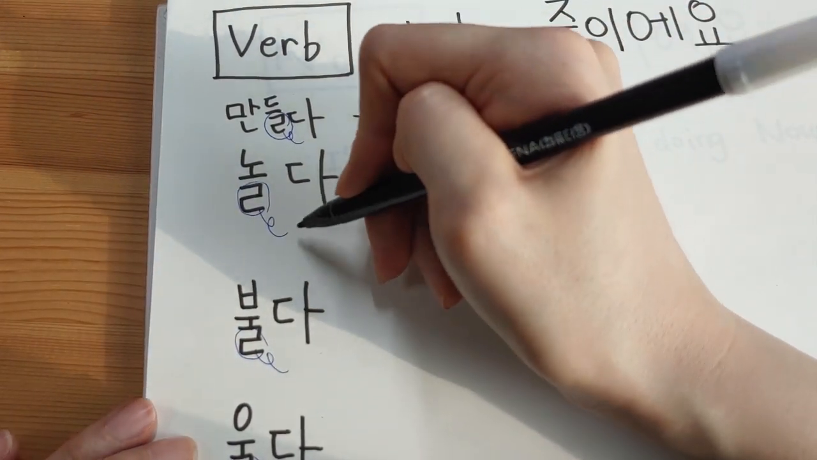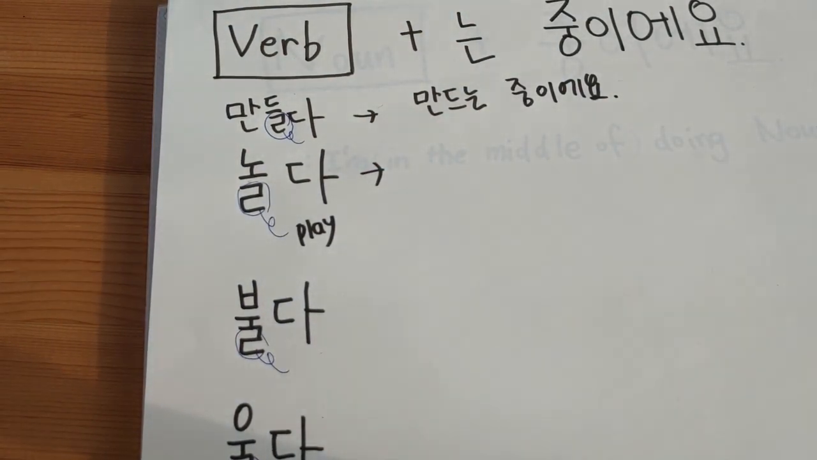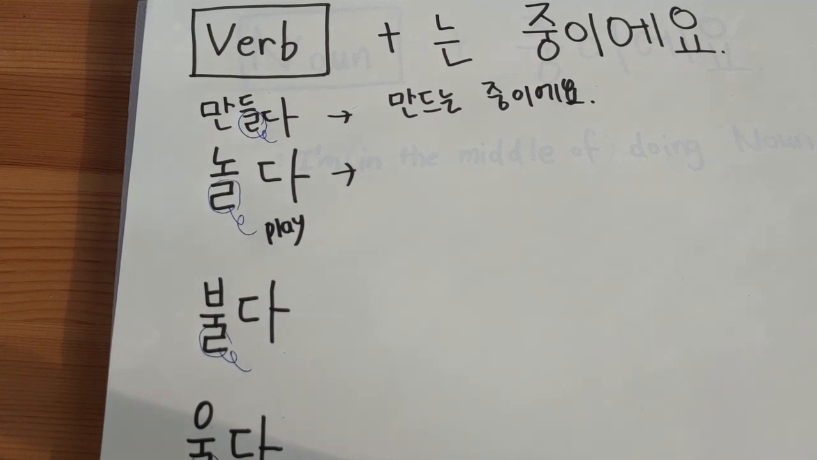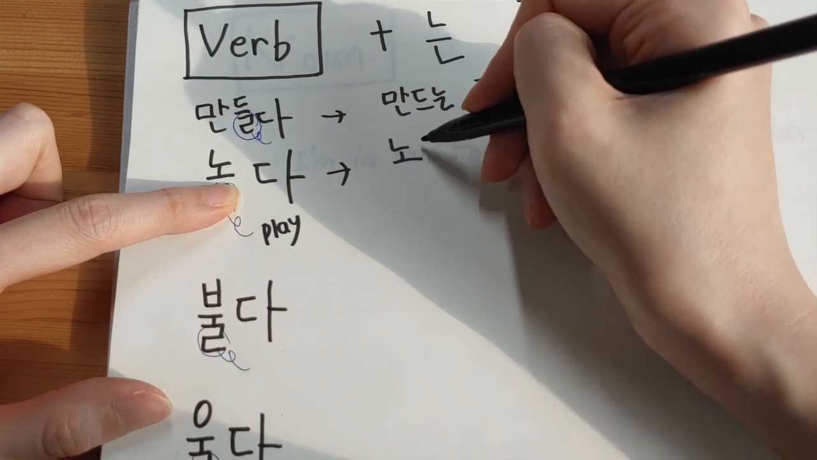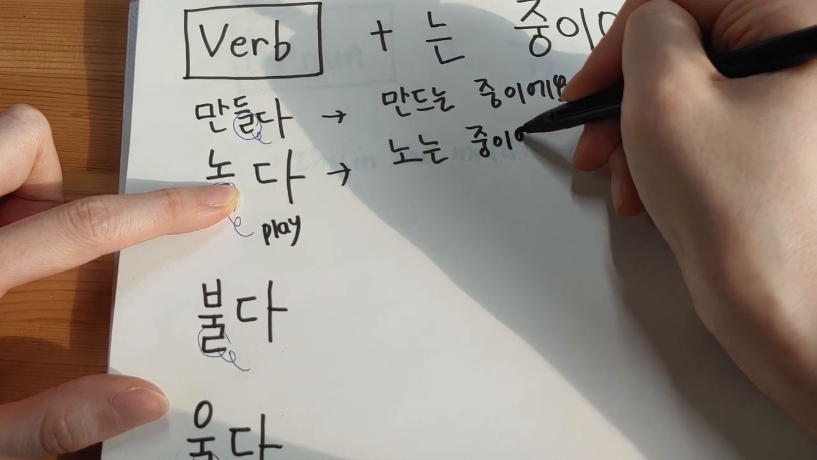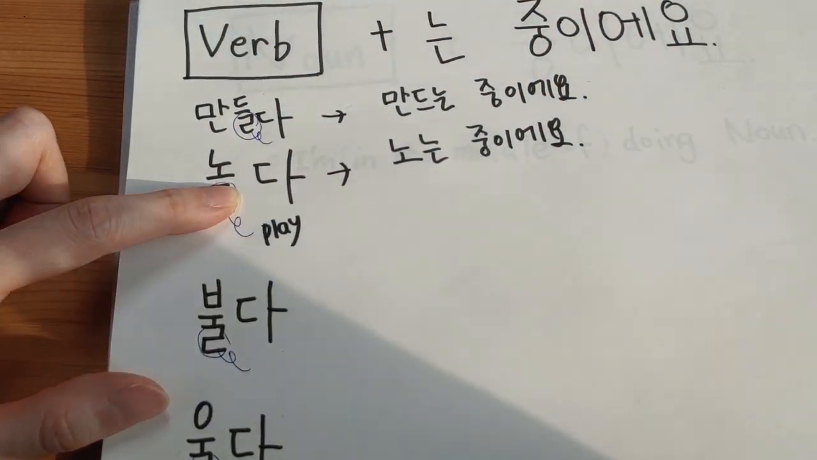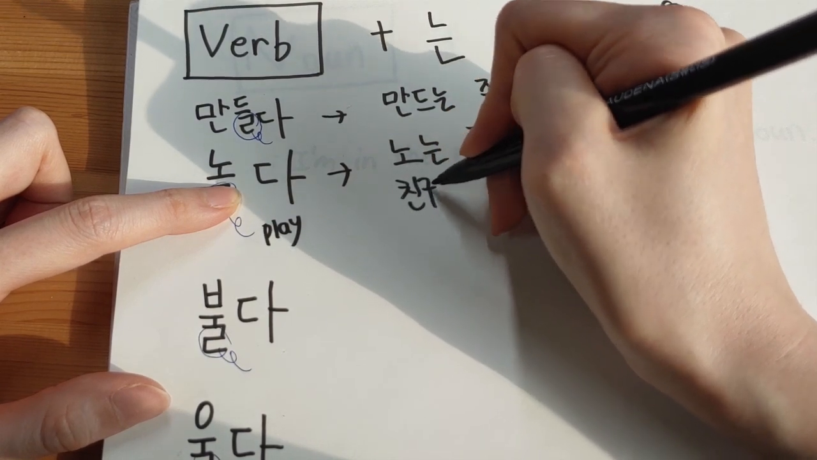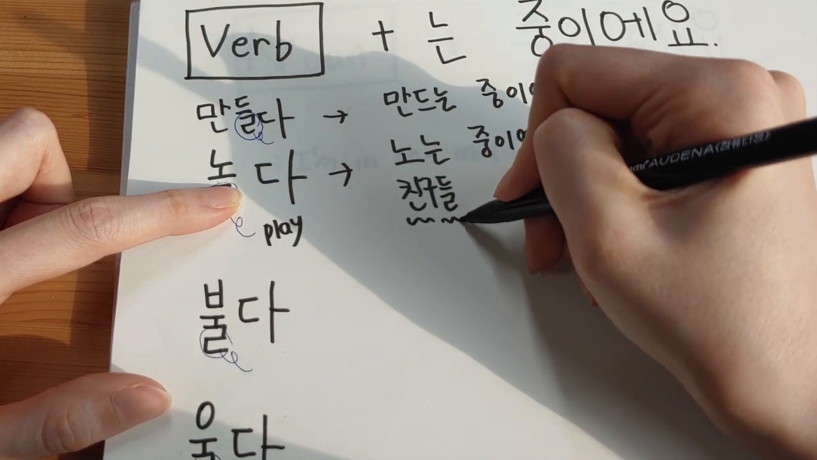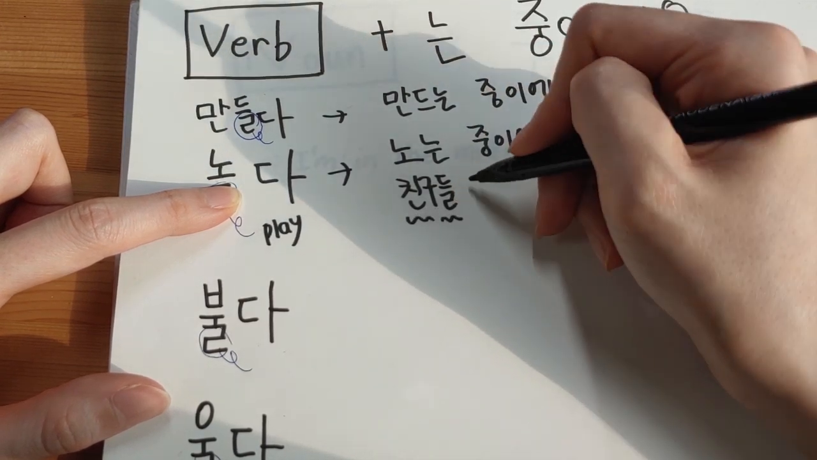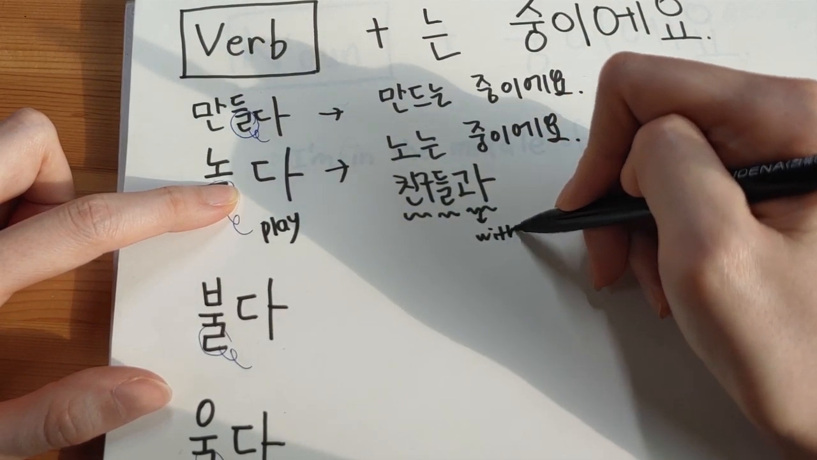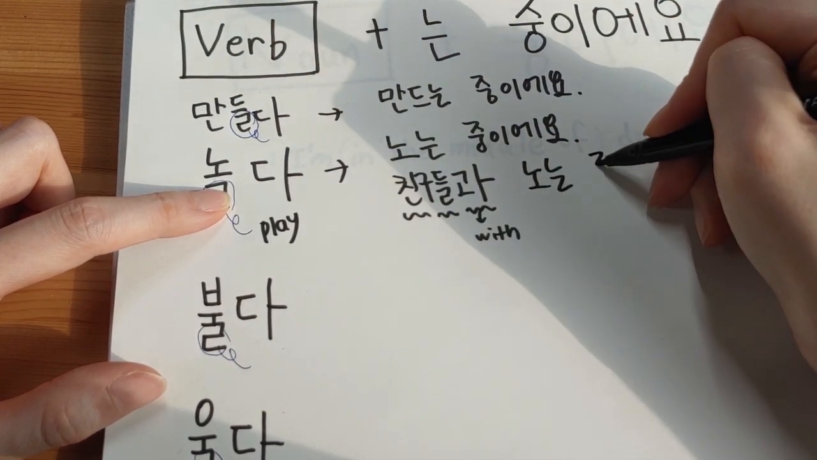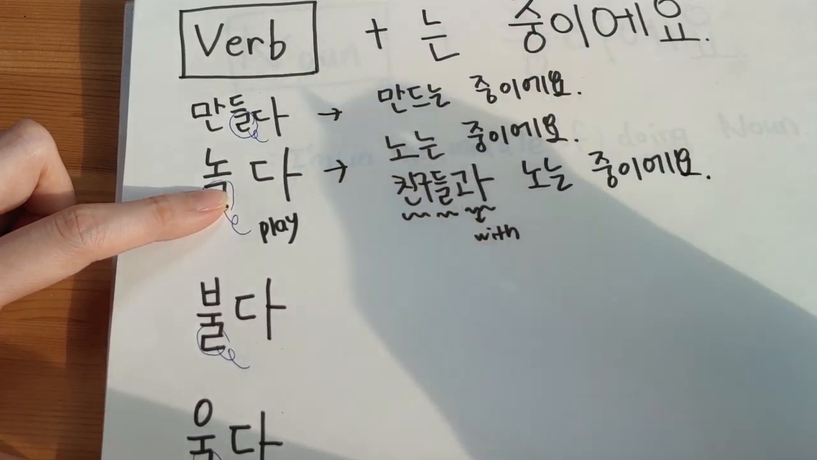And 놀다 means to play, but not like playing games, but it's more like hanging out with your friends or having like fun time. So when you want to say I'm playing, like I'm hanging out, I'm having fun, you can say 노, delete 리을, 노는 중이에요. I'm playing. If you want to say I'm playing with my friends, you can say 친구들. 친구 means friend, and 들 is a plural particle, so friends. 과 is another particle that means with, right? 친구들과 노는 중이에요 means I'm playing with my friends.